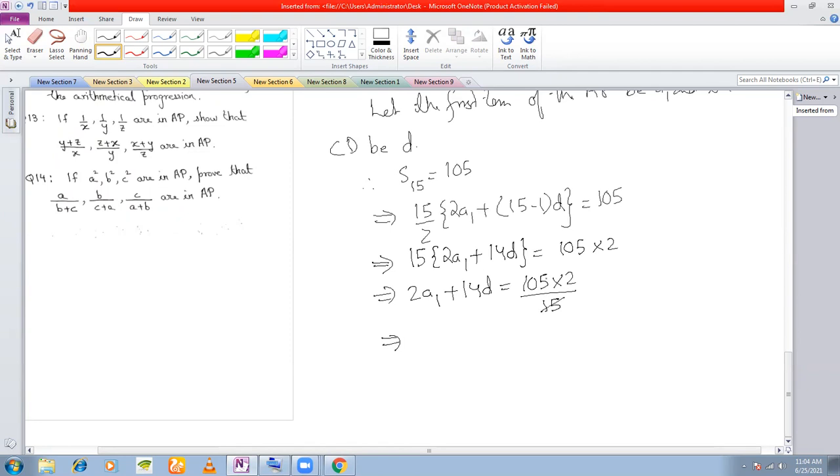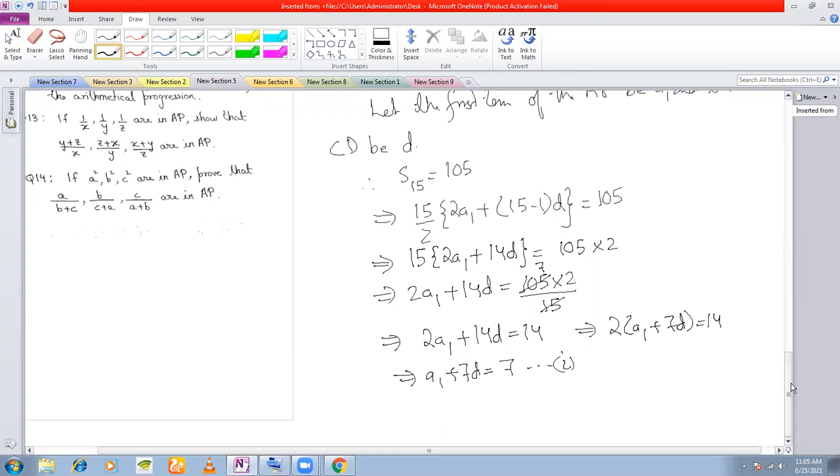So now you can cancel this 7 times. So you get twice A1 plus 14D is equal to 14. That means from both sides you can take out the factor 2. So A1 plus 7D is equal to 7. You get the first equation in A1 and D.